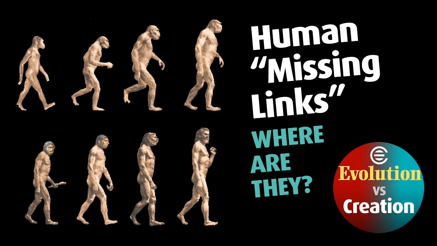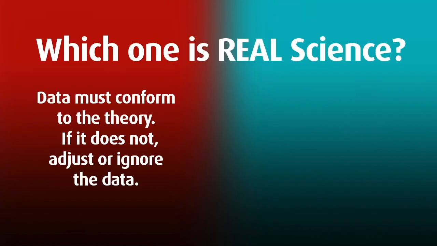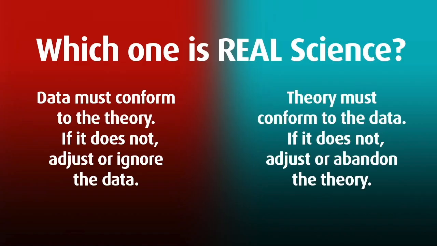Today we're talking about human missing links. Everything's been leading up to this. By way of review, which one is real science? The data or the evidence must conform to the theory. If it does not, just ignore the data or the evidence? No, that's not real science. Or the theory must conform to the data. If it does not, adjust or abandon the theory. Yes, that is real science.